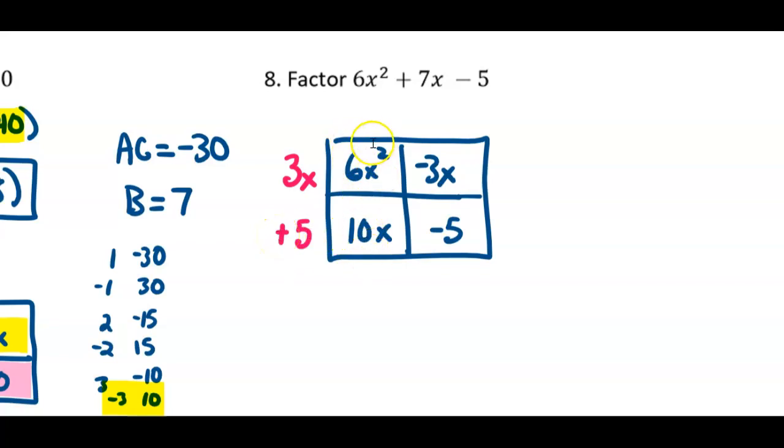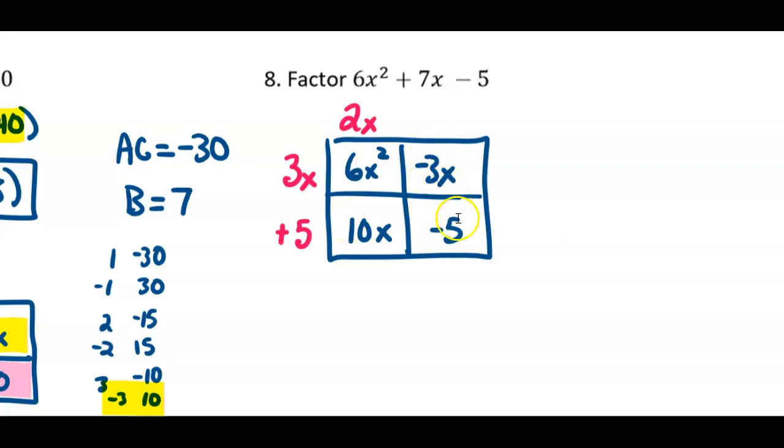Now in this column, what comes out of 6 and 10? Let's see, 10 doesn't divide by 3, but it does by 2, so it's 2x. Okay, quick check and multiply, see if you're doing okay. 2x times 3x is 6x squared. That's correct. 2x times 5 is 10x. That's correct. Okay, do this column.